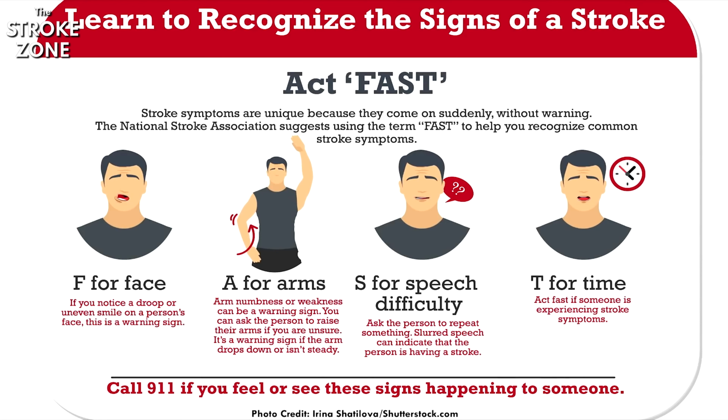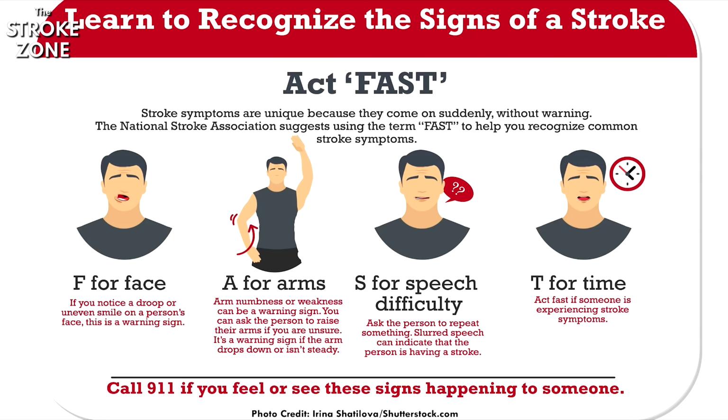Now, what exactly are those signs and symptoms of a stroke? Okay, the National Stroke Association suggests using the term FAST to help you recognize common stroke symptoms. Because remember, they can come on suddenly without a warning. So the F is for face. You'll want to look and notice a droop or an uneven smile on the person's face. Tell them to smile. If it's not symmetrical, that's a warning sign.